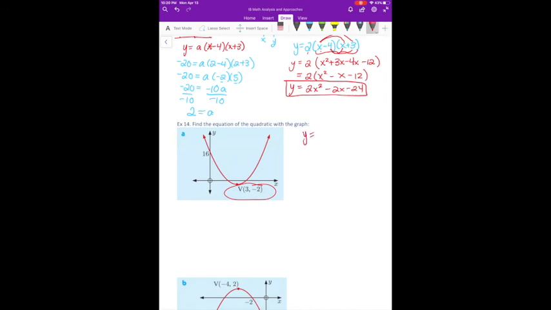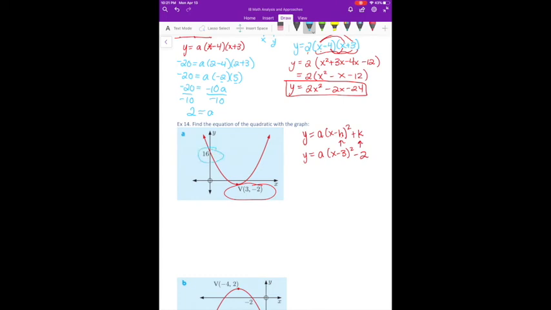So let's remind ourselves, y equals a times x minus h squared plus k. Remember, these are the coordinates of the vertex. So the vertex's x coordinate is h, the y coordinate is k. So I'm going to go ahead and plug in those coordinates of my vertex. So I have y equals a times x minus 3 squared minus 2. All right, now I need to find out what a is, just like the other problems.